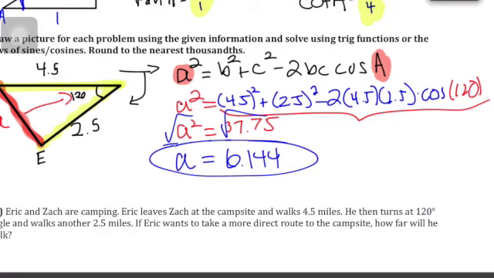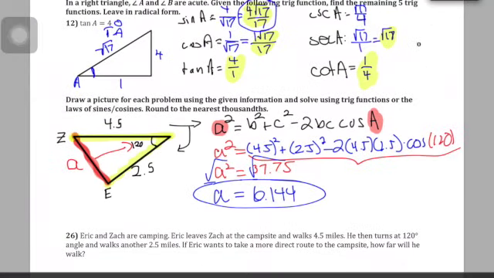Okay, so what does it say? What's the question? If Eric wants to take a more direct route, how far will he walk? He'll have to walk 6.144 miles. My drawing doesn't show that accurately, right? So maybe that 120 is not that sharp of a turn, but that's okay.